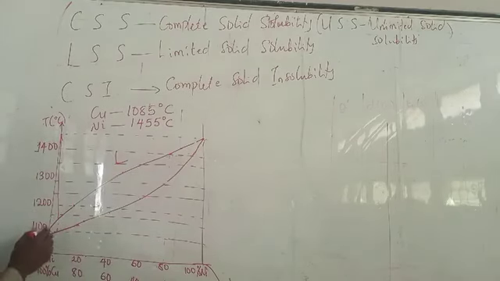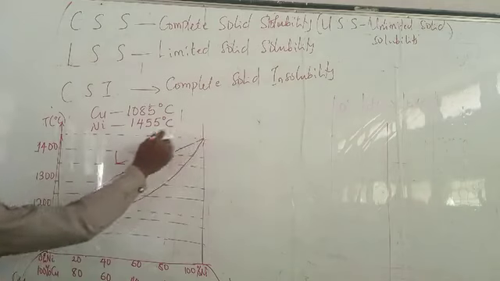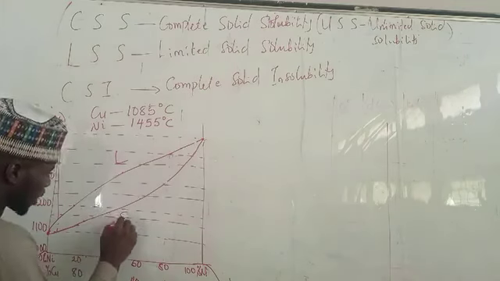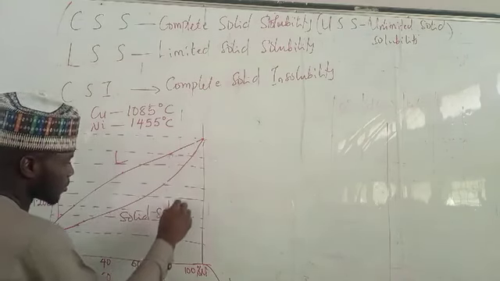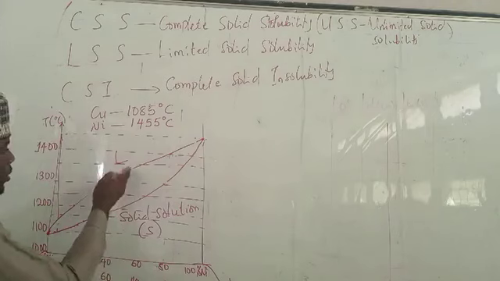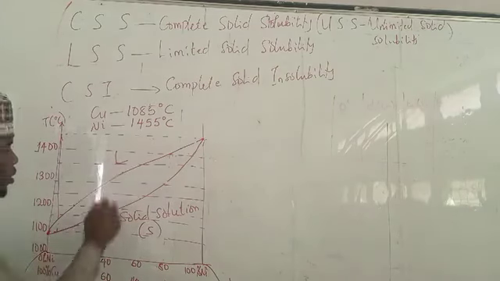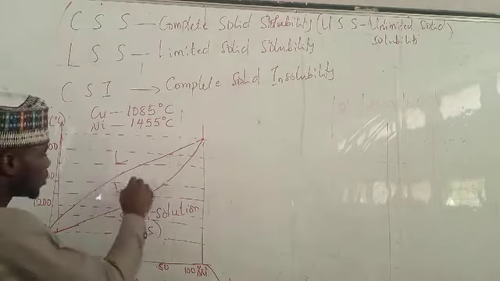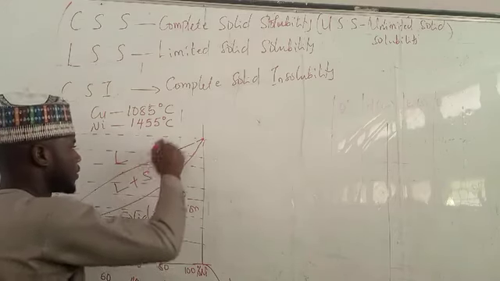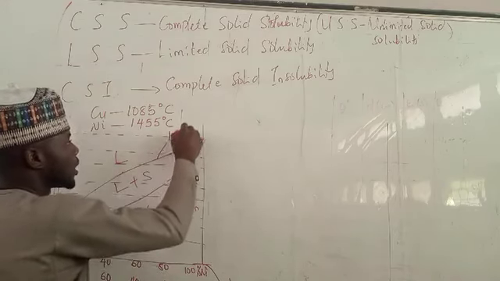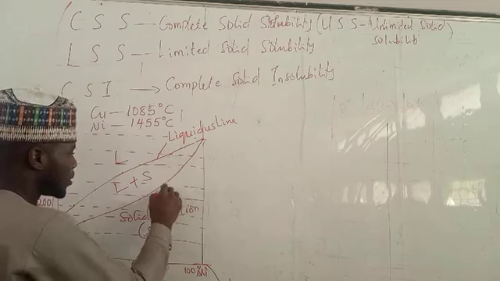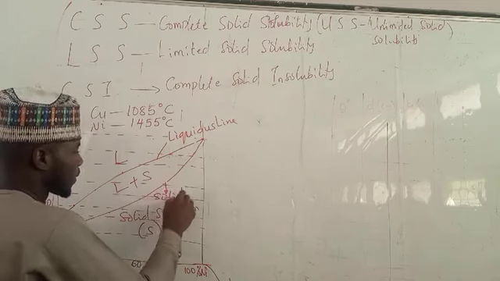Where you are heating and you pass the melting point, anything that falls above this line, you call the liquid region. Below this line, you are going to have a solid solution, which can be represented with capital letter S. Between the liquid region and the solid region, you are going to have a two-phase region, which is the liquid plus solid region. This line, for identification purposes, we call the liquidus line, and this line is called the solidus line.